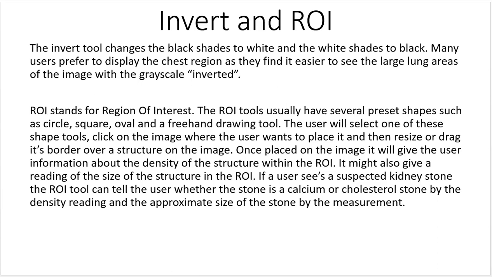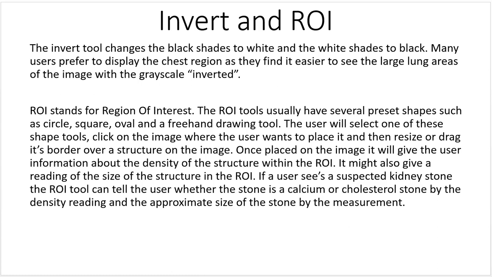ROI stands for region of interest. The ROI tools usually have several preset shapes such as circle, square, oval, and a freehand drawing tool. The user will select one of these shape tools, click on the image where the user wants to place it, and then resize or drag its borders over a structure on the image. Once placed on the image, it will give the user information about the density of the structure within the ROI. It might also give a reading of the size of the structure in the ROI.